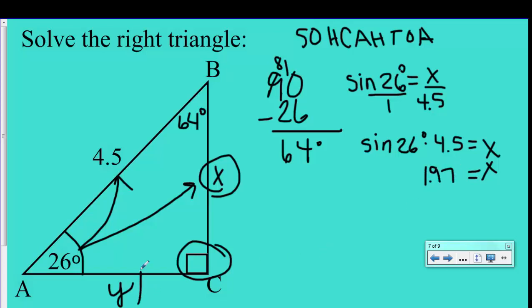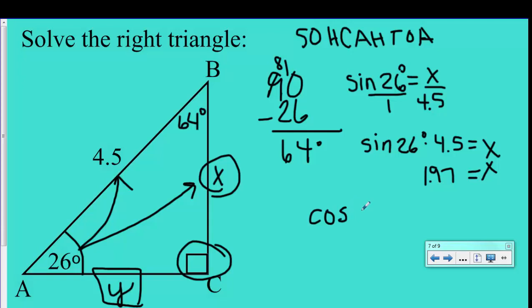Next, we'll find y. To find y, once again, we look at from angle A. Always pick an angle to start with. I need to find the leg adjacent. I know the hypotenuse. Leg adjacent to hypotenuse is cosine.